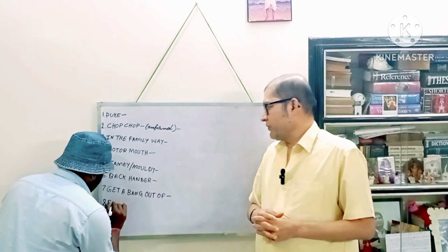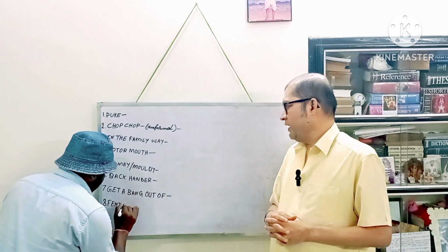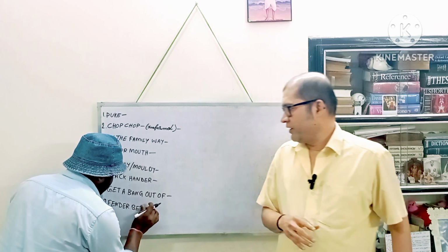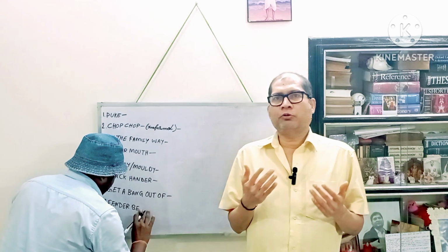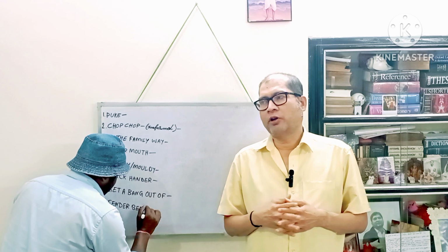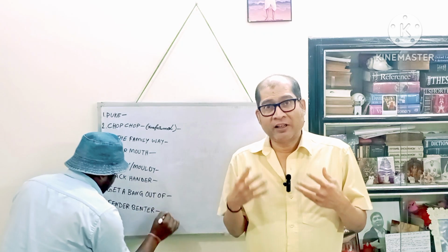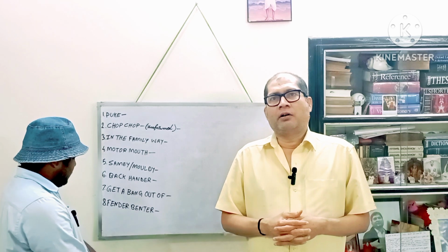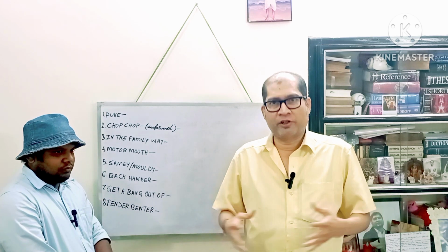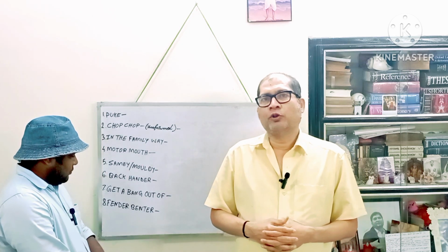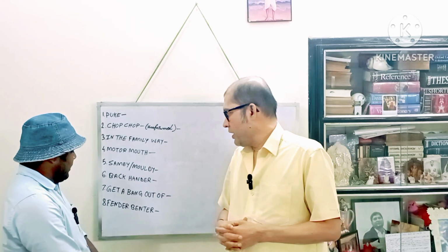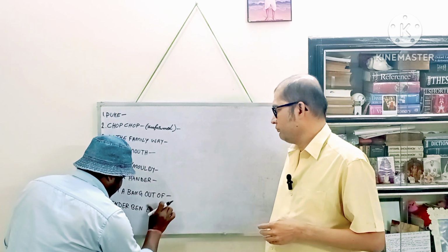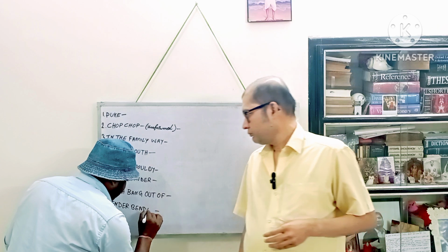F-E-N-D-E-R, fender, B-E-N-D-E-R, bender. Fender bender. So this way, try to use some words which will make the listeners understand that you know English, that you have command over the English language. For that reason, it is necessary for you to learn these words. Once again, repeat this spelling: fender bender, F-E-N-D-E-R, B-E-N-D-E-R. That's right. Fender bender.